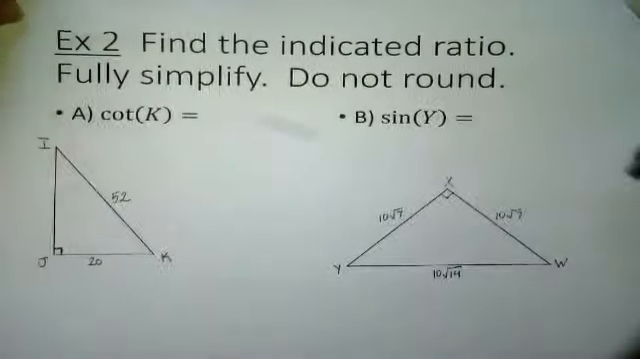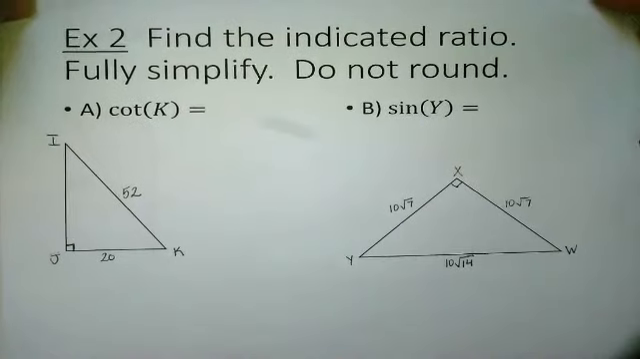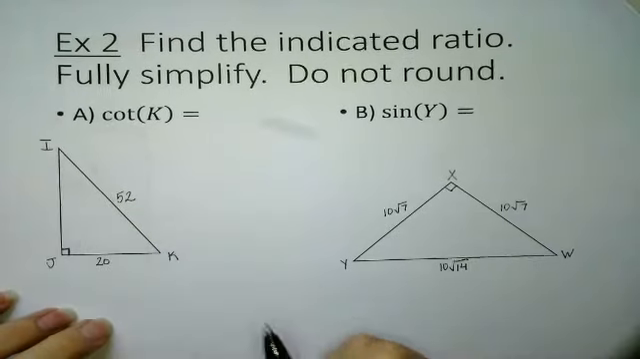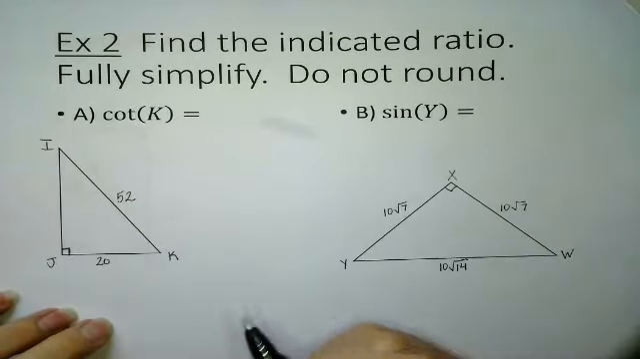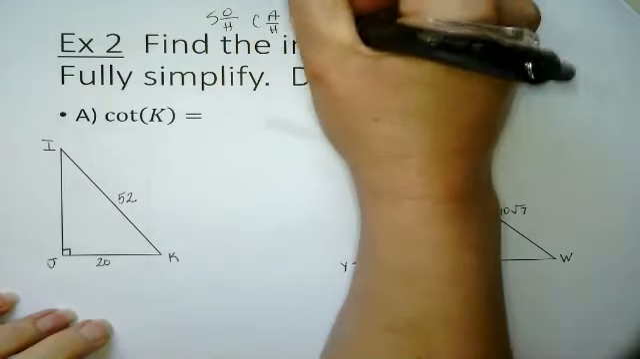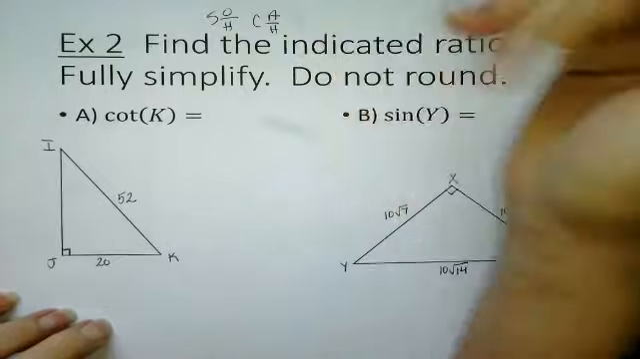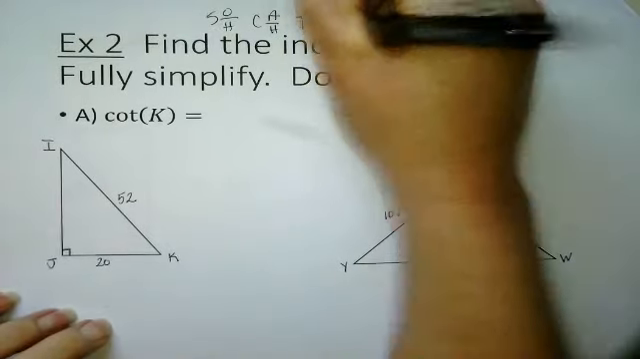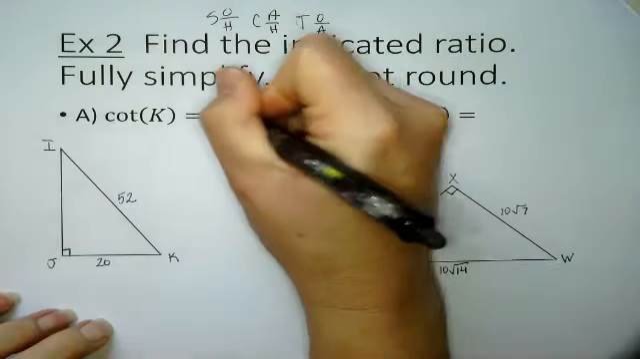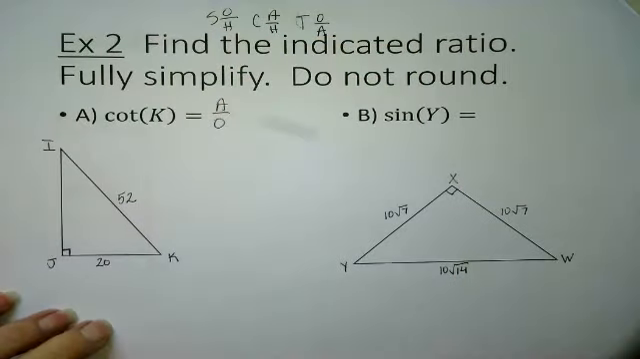Example 2, find the indicated ratio. Fully simplify, do not round. Again, you can pause this video to draw your triangles and then start it whenever you're ready. So we want to find the cotangent ratio. Cotangent, so TOA. All right, so we know SOHCAHTOA. Cotangent is the reciprocal of opposite over adjacent, so that must be adjacent over opposite.